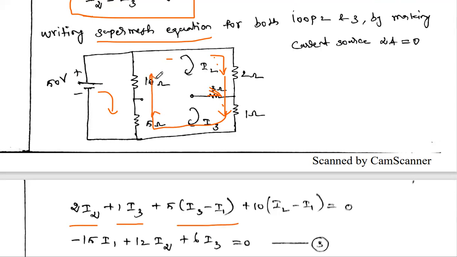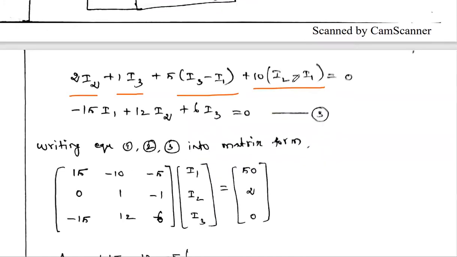Then coming here, the 10 ohm resistor is common for loop 2 and loop 1. So 10 into the loop 2 current minus the loop 1 current. So 10 into (I2 minus I1) equal to 0. Similarly, you collect the I1 term, I2 term, I3 term separately. We get minus 15 I1 plus 12 I2 plus 6 I3 equal to 0. This is the third equation. This is called the super mesh equation.